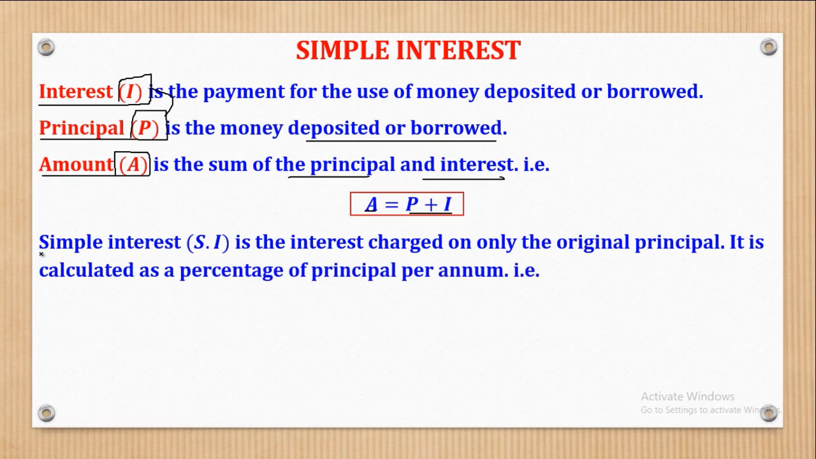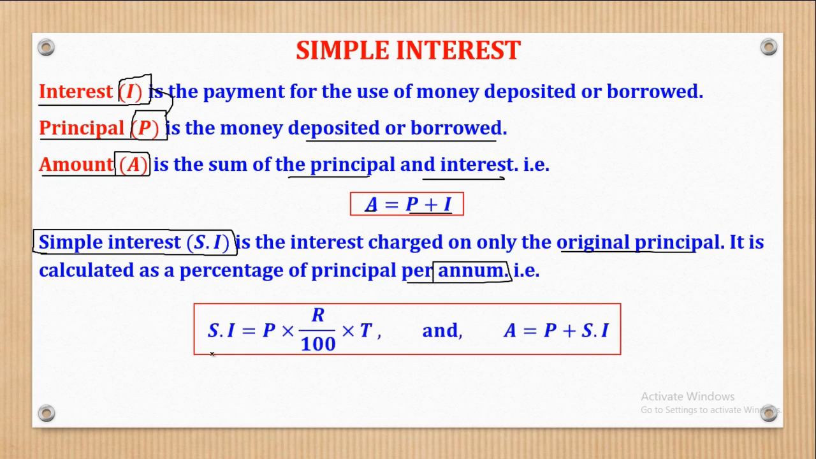So now we shall go to simple interest, which is the core of this video. This is denoted by a symbol SI, and is the interest charged on only the original principal. It is calculated as a percentage of principal per annum. The word annum is another word to mean a year. Therefore we shall come up with a formula that simple interest is equal to principal P times rate. This is what we call the rate. It's usually denoted in percentage, that's why it is over 100, then times time taken.